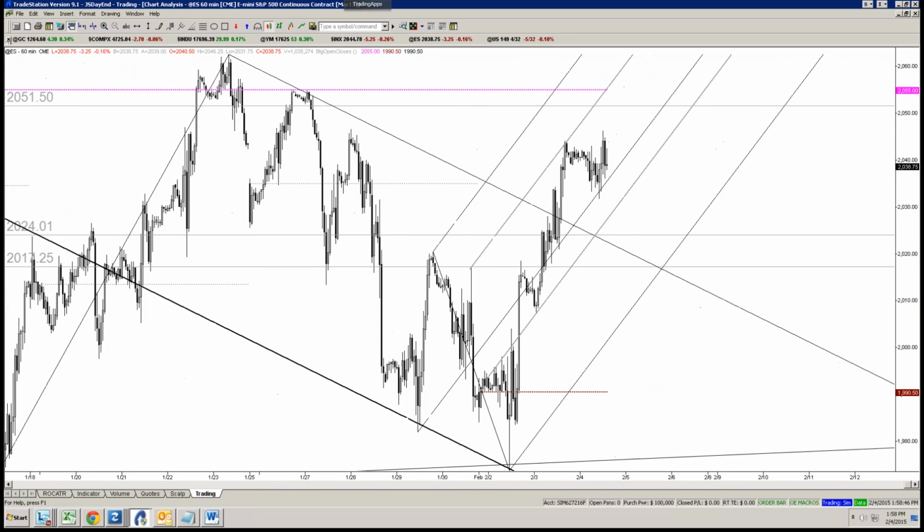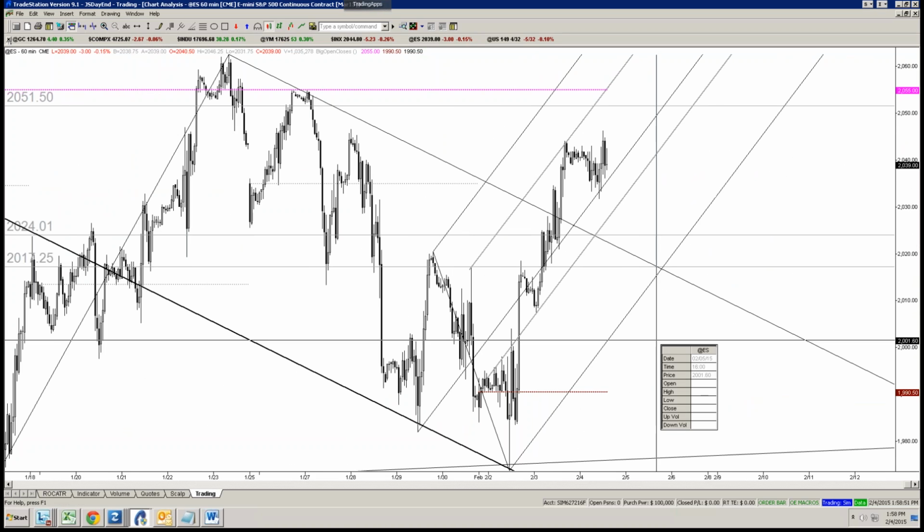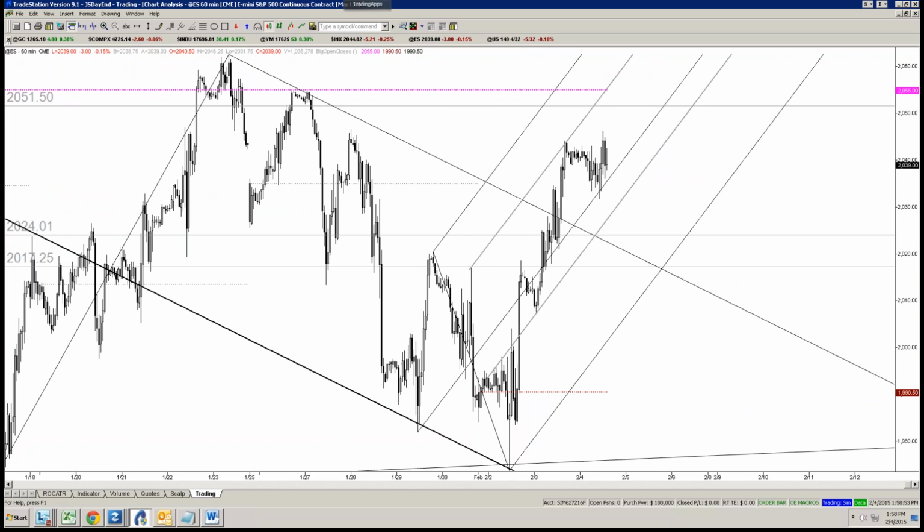But for levels analysis, I would actually note, especially for tomorrow, there's 2017 in the S&P as a support region, okay?